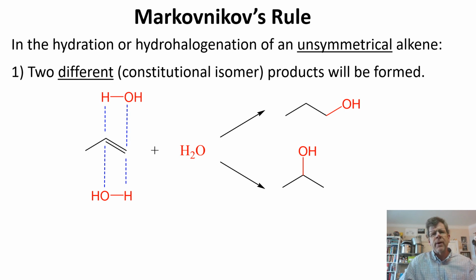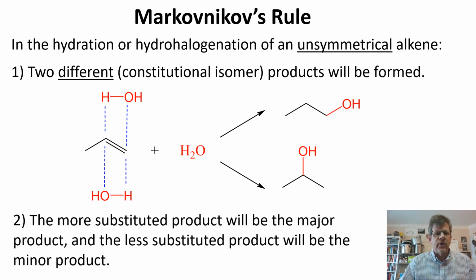But the other predictive tenet of Markovnikov's rule is as follows. Of the two products, the more substituted product will be the major product, and the less substituted product will be the minor product. In this reaction, you cannot get away from the fact that you're going to get a mixture of products. It's going to happen. However, we can predict which of the two products is going to be formed in the larger amount and which is going to be the minor product. And the way to do that is to analyze our product profile.